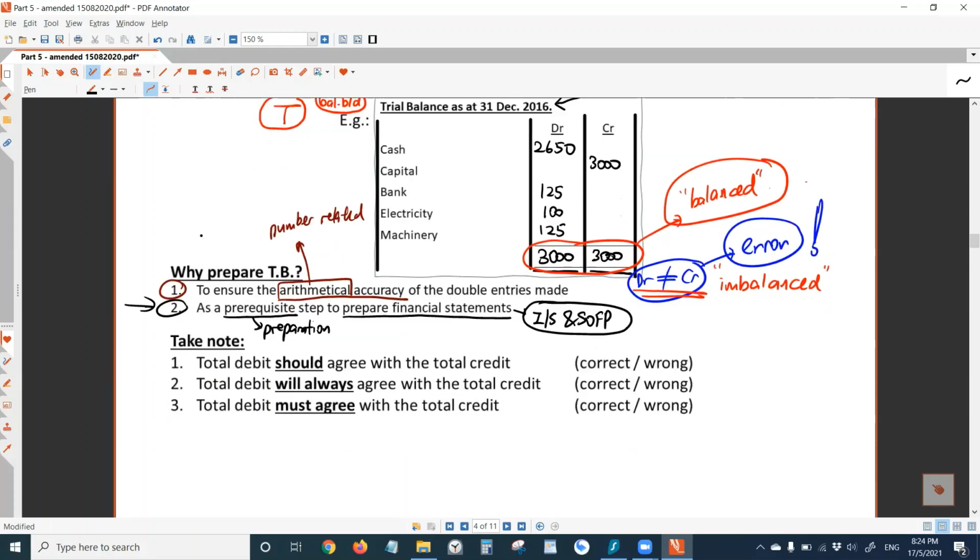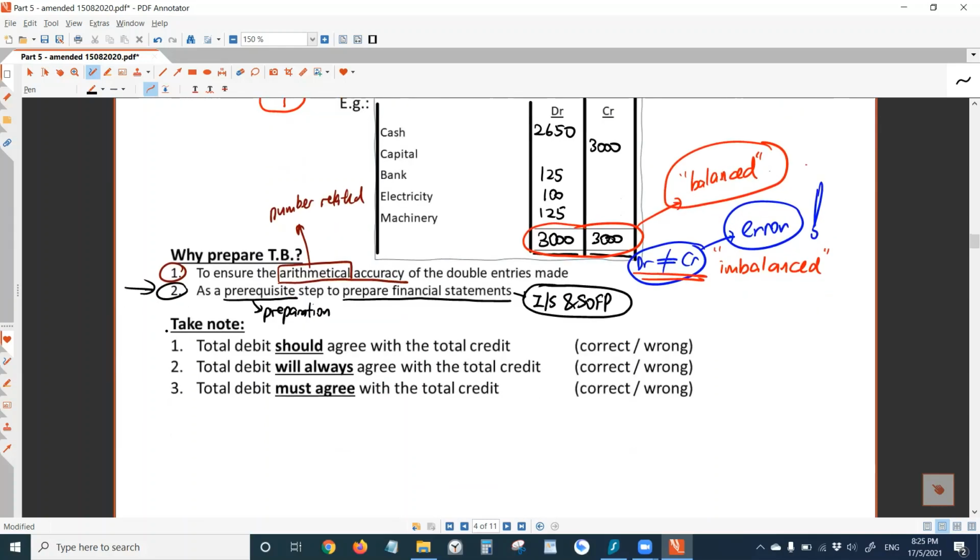Okay, now you have a task to do. You look at the take note section here. You read these 3 on your own. Then you decide for each of these whether they are correct or wrong. Once you're done, you tell me your answers in the chat box. If you think that all are wrong, then you type W, comma W, comma W. If you think that all are correct, type correct, comma correct, comma correct. Okay, you begin. I give you a minute.